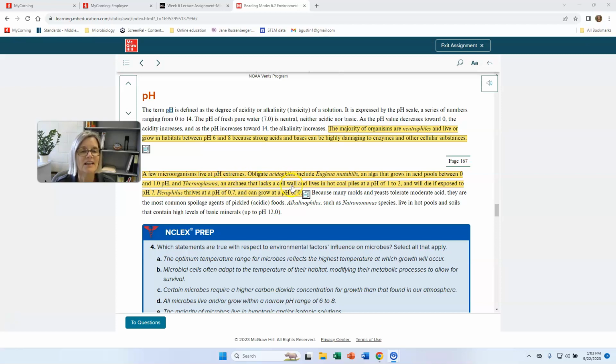There's an archaea that lives in hot coal piles. I don't know. I know there's a lot of sulfuric acid associated with coal. And so they live in a pH 1 to 2. So these would definitely be acidophiles. And because they're so well adapted to their low pH environment, they'll actually die at pH 7.